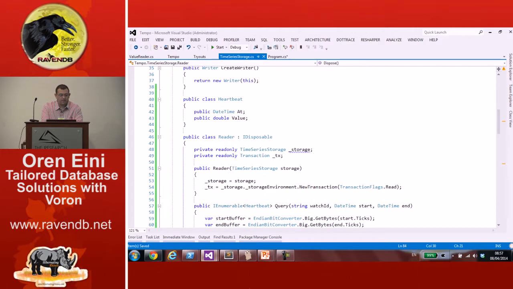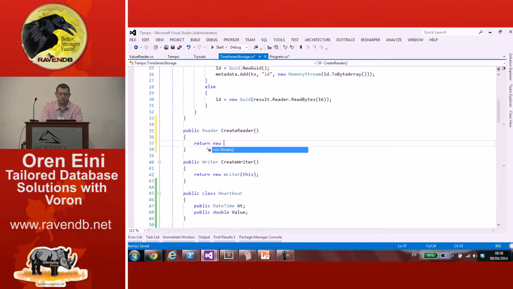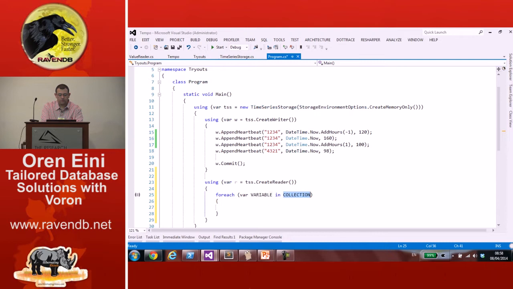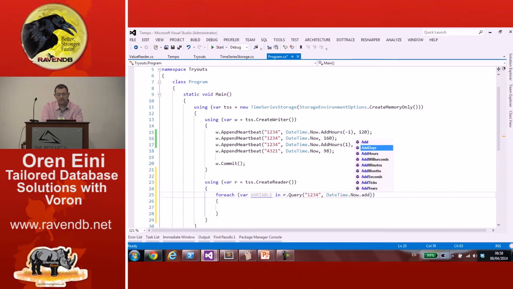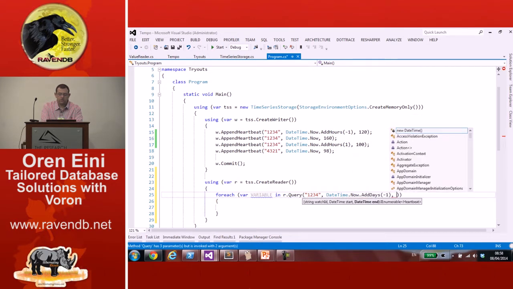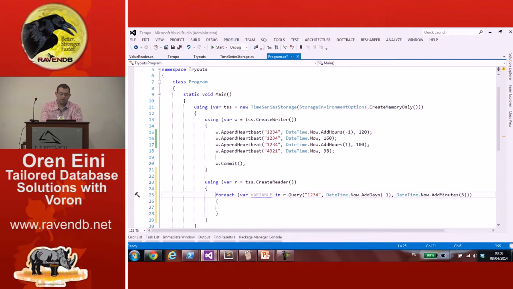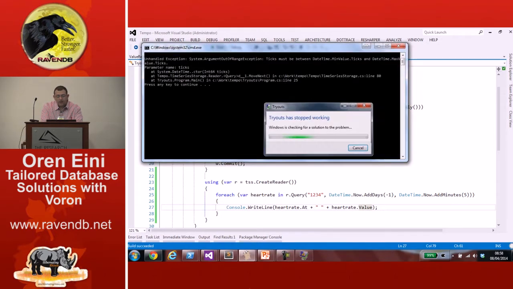It would help if we actually could get a reader. And for each r dot query on 1, 2, 3, 4, from datetime now add days -1, datetime now add minutes, yay.